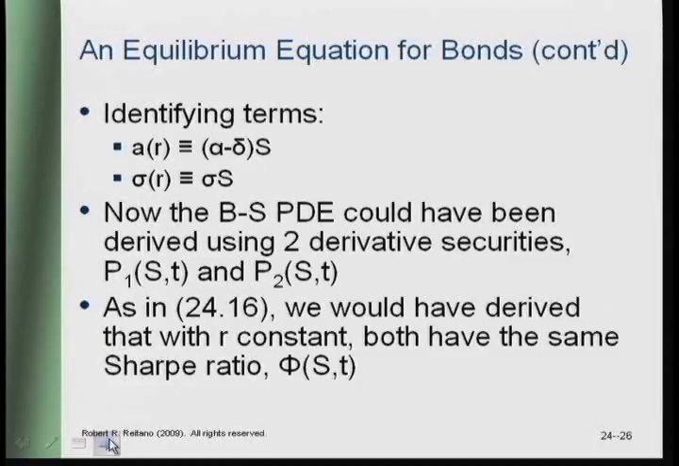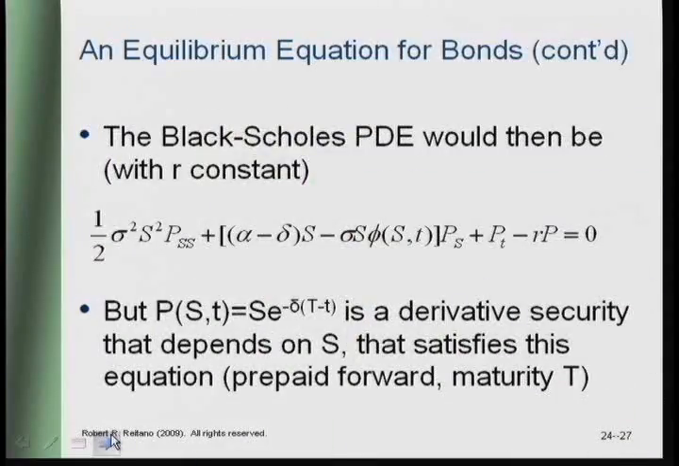We would have concluded that every option, every derivative security on S, must have the same Sharpe ratio, and we would call it phi of S, t. Now, we know this anyway because they're all perfectly correlated, same dz, so all options have the same Sharpe ratio. We've developed this using other tools. But if we use the bond approach, creating a portfolio with two options on S, we could make it risk-free, and we would have concluded that every option has the same Sharpe ratio. And that conclusion would have given us a new differential equation. And this would have been the new differential equation.